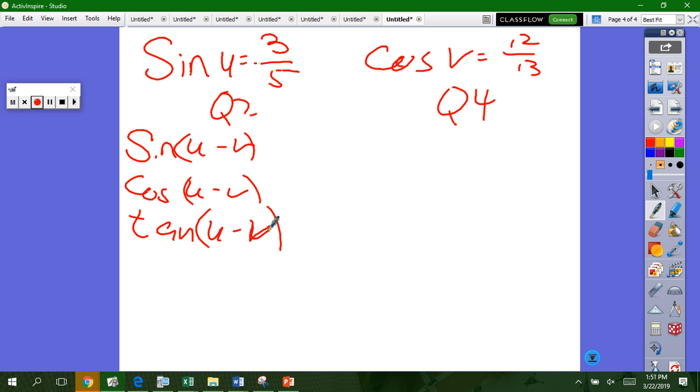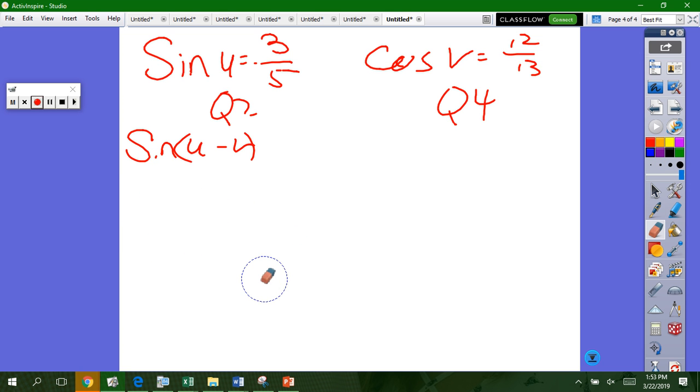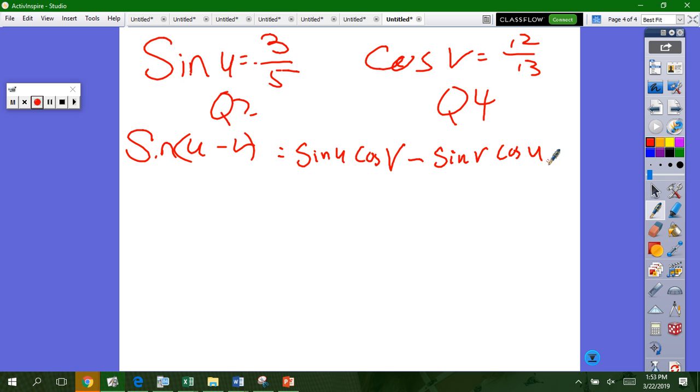Okay. So here's sine of u. I'm going to erase these things. I'll do it later, but I just need the space right now so you can see everything. I'm going to go ahead and find sine of u minus v. So we all know that sine of u minus v is sine u cosine v minus sine v cosine u.